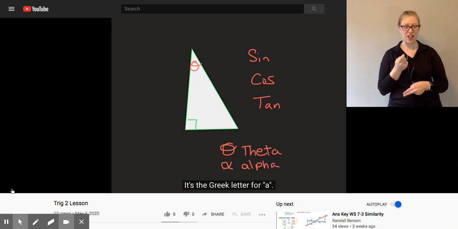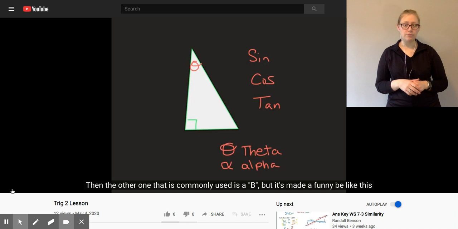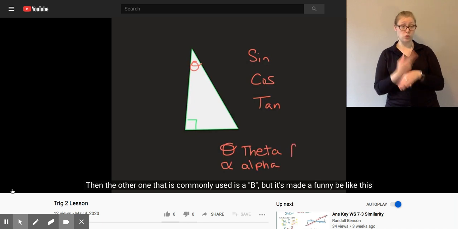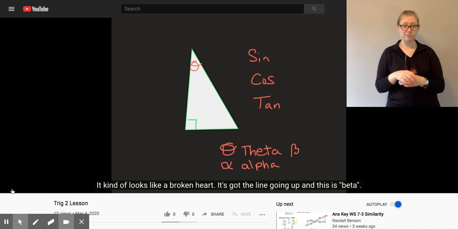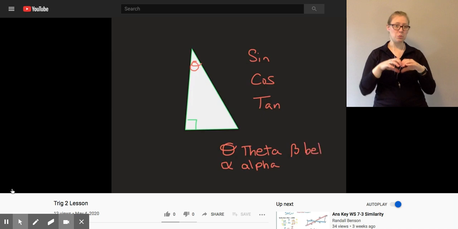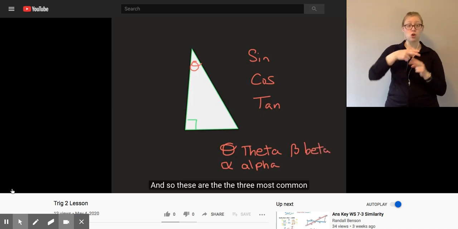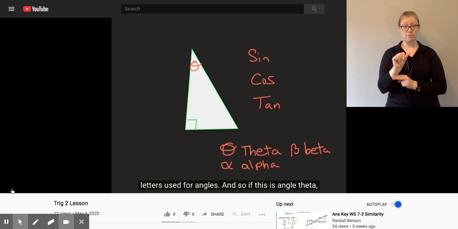It's the Greek letter for A. Then the other one that is commonly used is a B, but it's made a funny B like this. It kind of looks like a broken heart. It's got that line going up, and this is beta. Okay, and so these are the three most common letters used for angles.